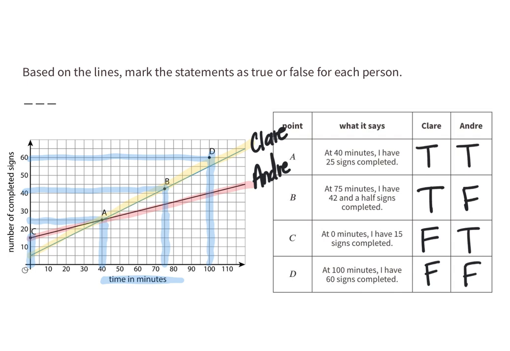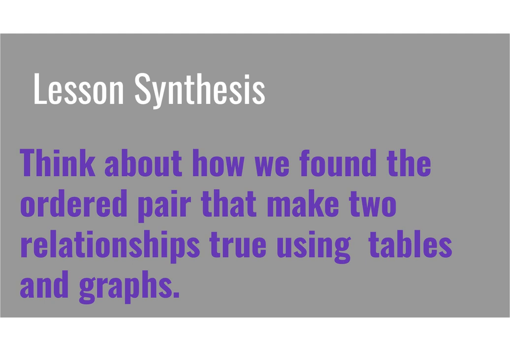So again, I want you to remember, what was the objective today? I wanted you guys to be looking at what lies on lines and what is off lines, right? We're talking about on and off the line. So as we get ready to bring this to a close, I want you to start thinking about how we found the ordered pair that makes two relationships true using tables and graphs. So what do we mean? Okay. If it makes the equation true, that means it's a solution, right? So if we looked at the graph, how did we figure out whether or not it made both equations true? It's the point where both lines intersected, okay?